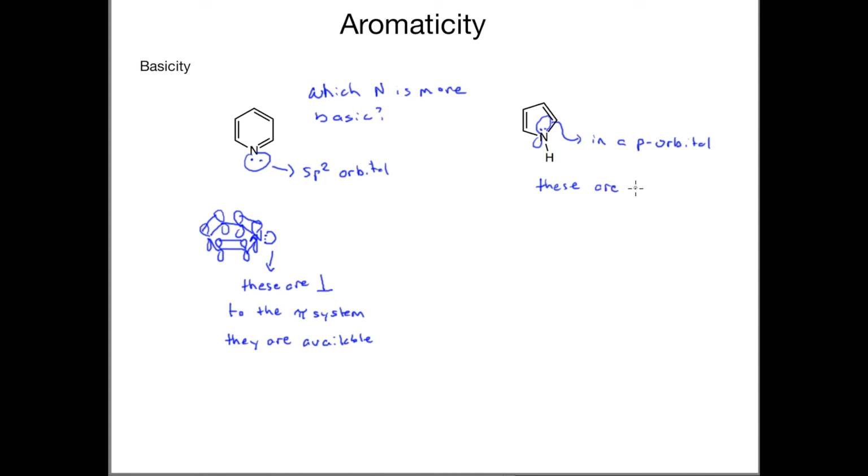Since that lone pair is not in an sp2 orbital, but is in a p orbital and part of the aromatic system, or basically we can say the pi system, those lone pairs are in a sense tied up. They're stuck being part of the aromatic system, and therefore they are not available for use as a base. If they were to be used as a base, then you would have a very unstable system. So therefore, this nitrogen is not basic. The lone pair is tied up in the aromatic system.